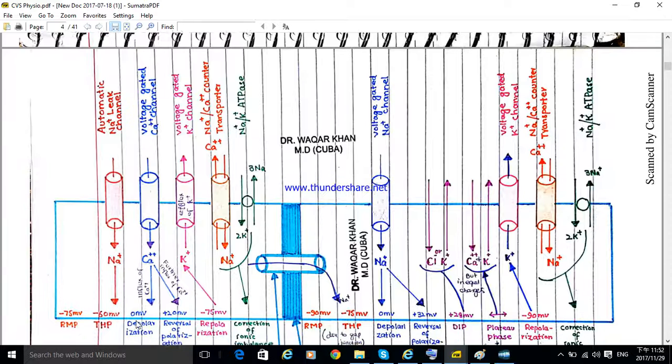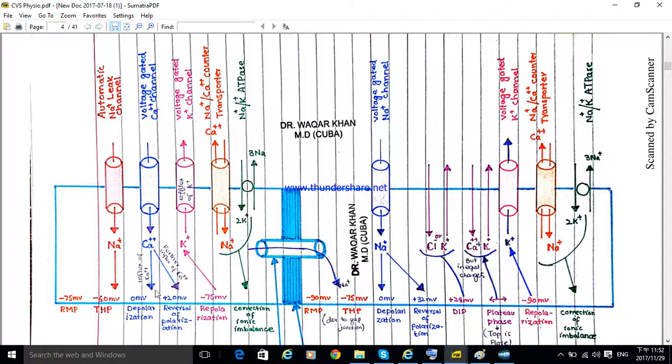At this point there is no charge at the cell, so that's why we call it depolarization, meaning there is no polarization: it is neither positive nor negative. So it will be 0 mV because of the entry of calcium ions, positive ions, into the cell. So it becomes more positive and less negative.